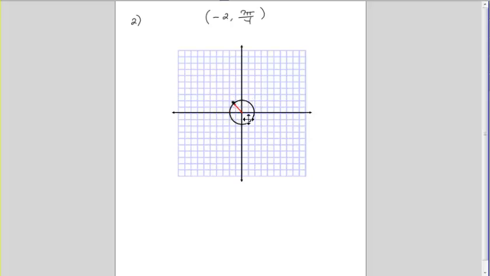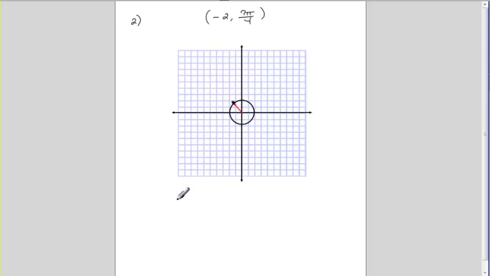So again, this circle represents a radius of 2, so everything's a distance of 2. We go around to 7 pi over 4, which is pi over 4 less than 2 pi. And then the radius is negative, so it goes opposite of where we would expect. Okay, so that's the graphic way of doing it.